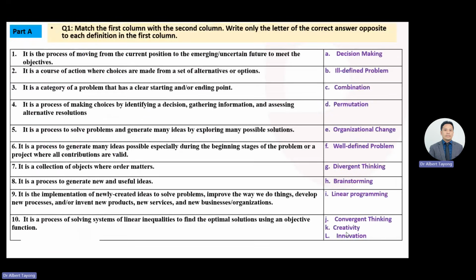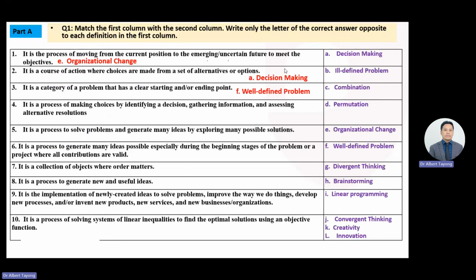The first one is a process of moving from the current position to the emerging or uncertain future to meet the objectives. So the answer here is company change or organizational change. Number two is a course of action where choices are made from a set of alternatives or options. So this is about decision making.